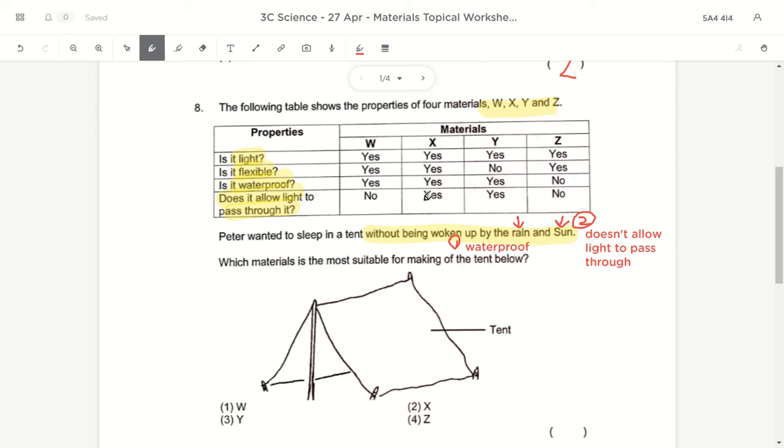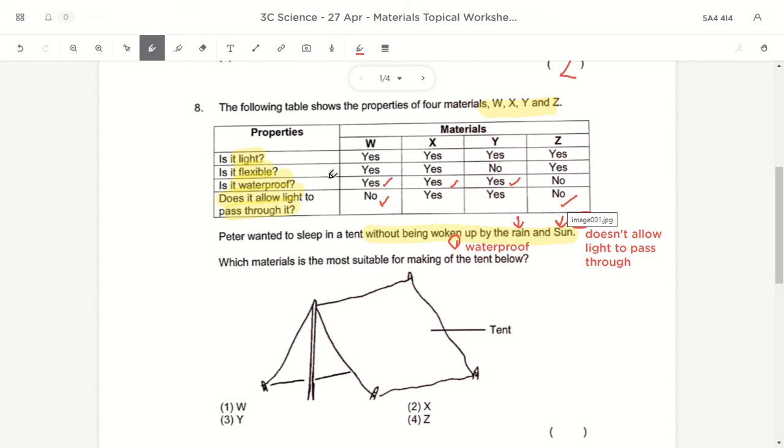So let's look at the material. Let's look at waterproof first. I want it to be waterproof. Yes, yes, yes. So it's either W, X, or Y. I don't want light to pass through because I don't want to be disturbed by the sun. So realize the only one with two ticks is here.